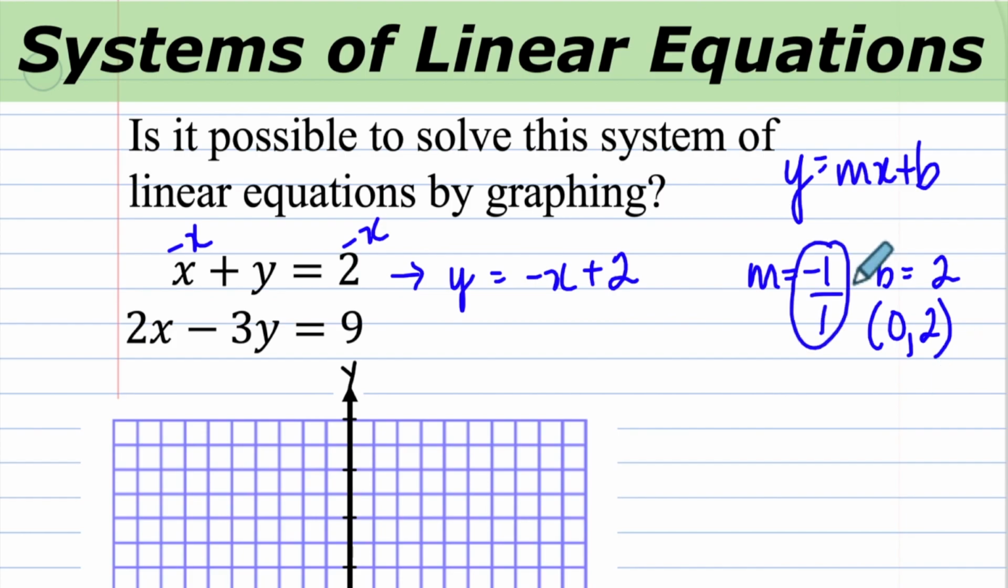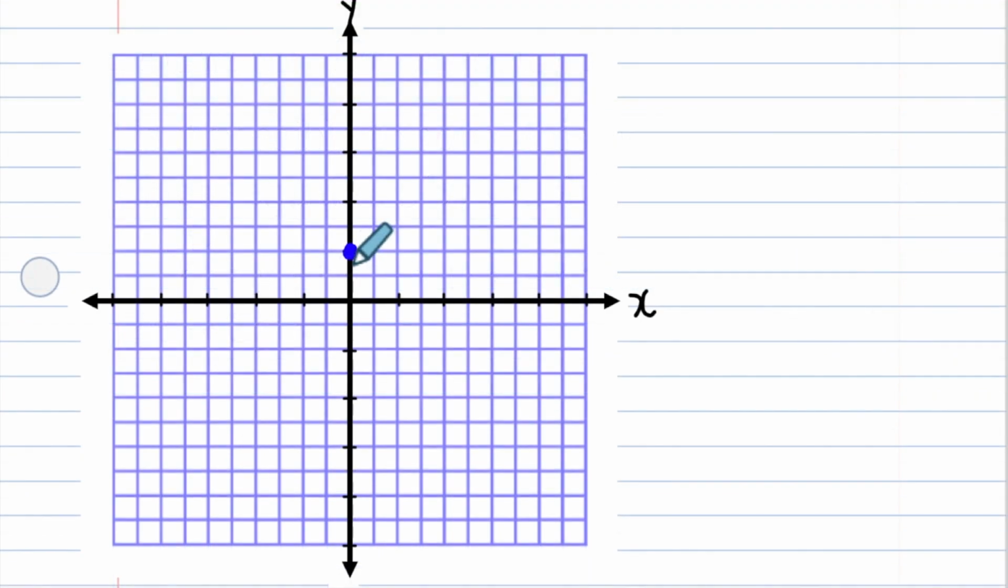We use the slope -1 over 1, rise over run: from the y-intercept, we go down 1, right 1, down 1, right 1, down 1, right 1, down 1, right 1 for the slope.